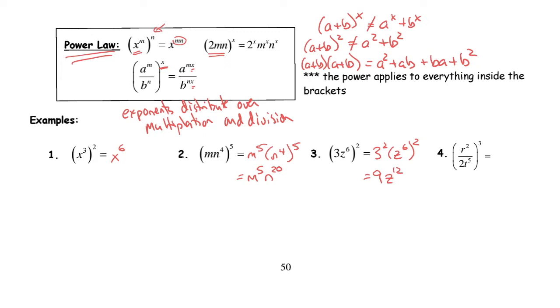And then this one right here, again, the overall exponent, the cube there, is going to distribute to all these terms here. So it's going to be r squared cubed over 2 cubed t to the 5th cubed.